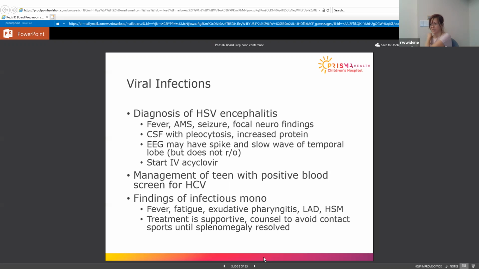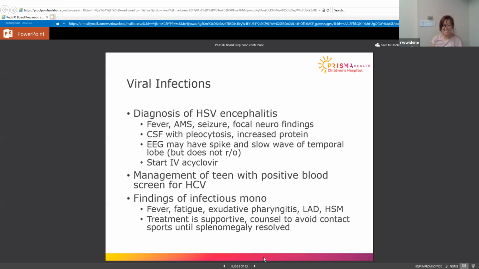Oh, there's something I want to say. This is my pet peeve, and I've said it 5 million times the last week. If you start acyclovir for a kid who has fever and seizures, you have to do the LP. You have to do the LP. A blood HSV PCR does not rule out HSV meningitis or encephalitis.